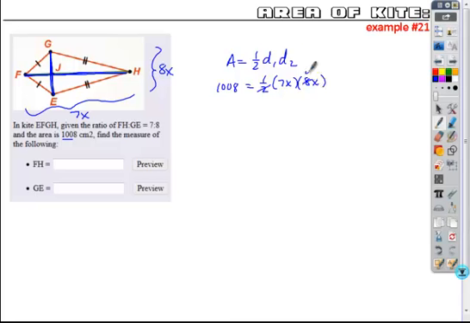If you take half of 8, 4 times 7 gives you 28. x squared is equal to 1008. Divide both sides by 28. And then extract your square root, and that's going to give you your value for x. Now again, that doesn't mean that that's your FH or GE length.